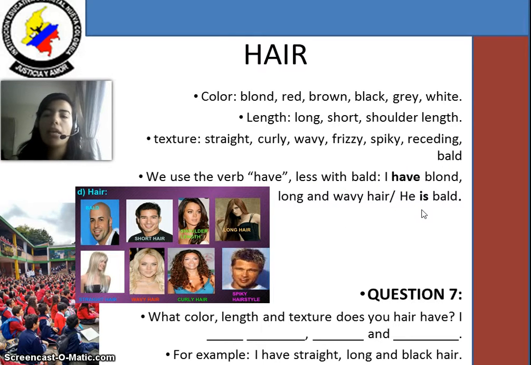Pero yo no puedo decir, he have bald. No, yo digo de una vez, he is bald. Él es calvo, ¿ok? You see the difference? Have and is.